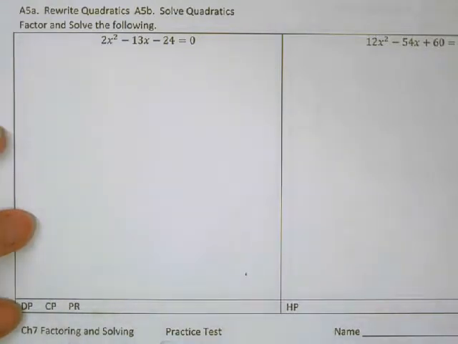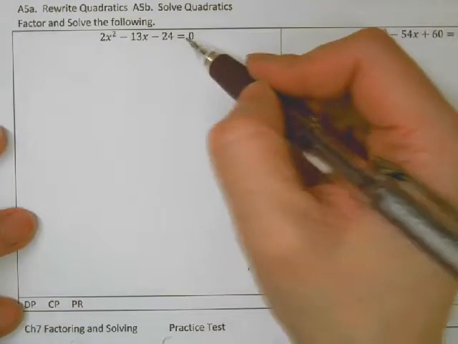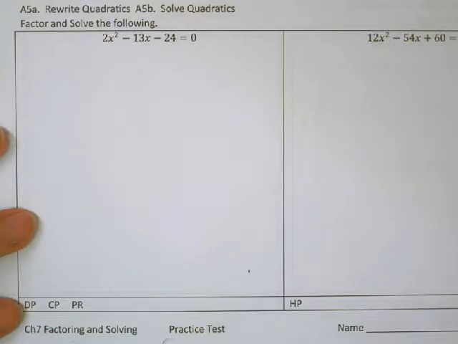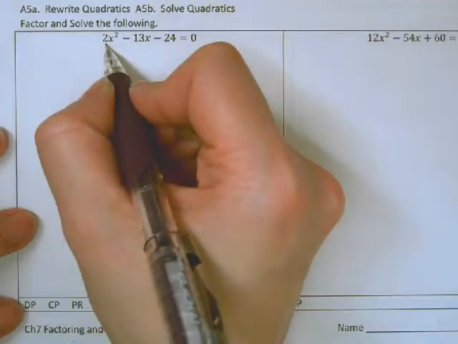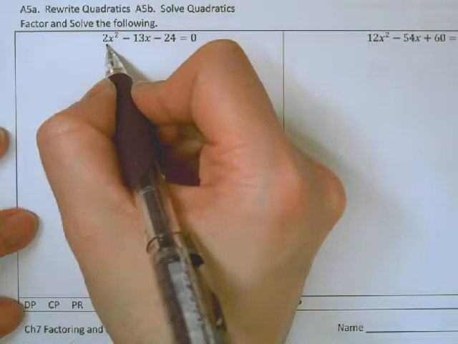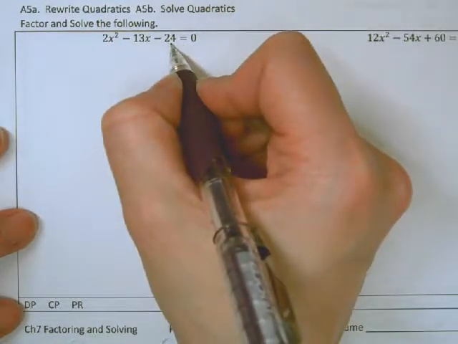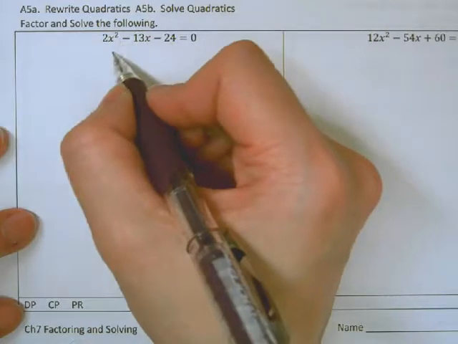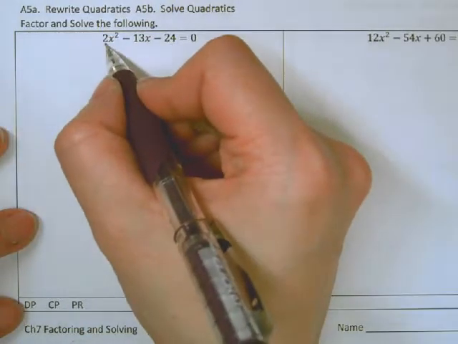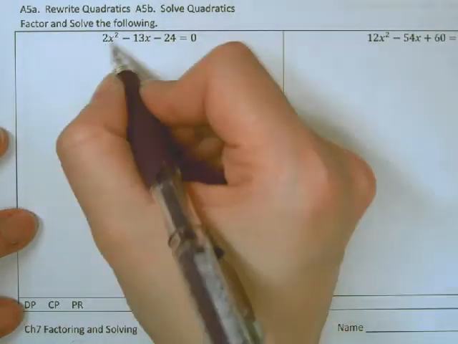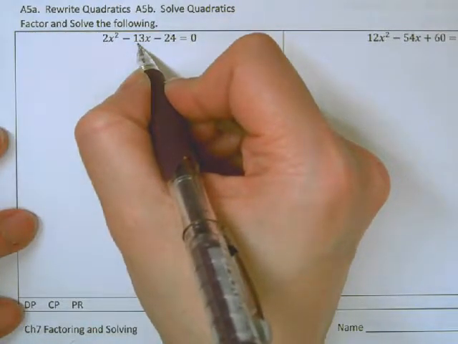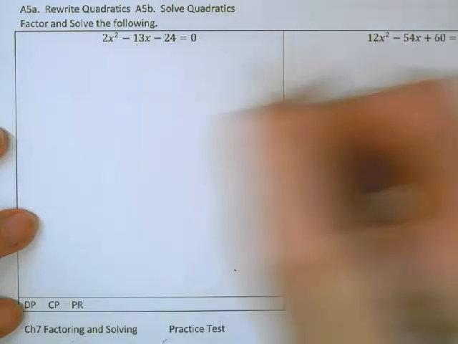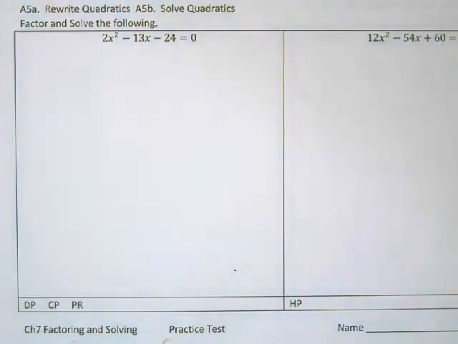First thing we want to do, does it equal 0? Yes, it does. Is it factored? No, it's not. So I want to factor it. First thing I'm going to do is check for a greatest common factor. 24 doesn't have an x, so I can't take any x's out. My smallest number is 2, so if I divide everything by 2, 13 doesn't give me a whole number, so it's not going to be divisible by 2. So I don't have a greatest common factor here.